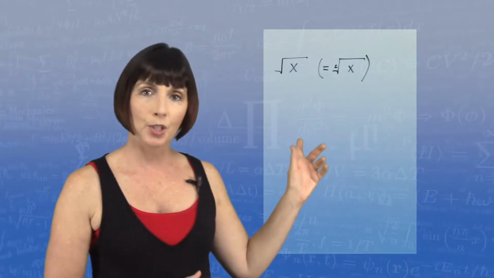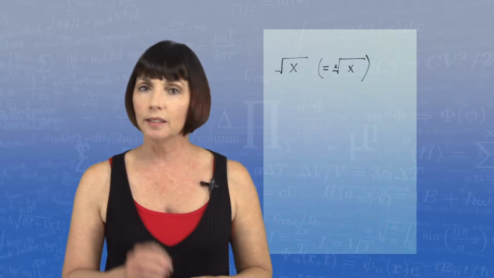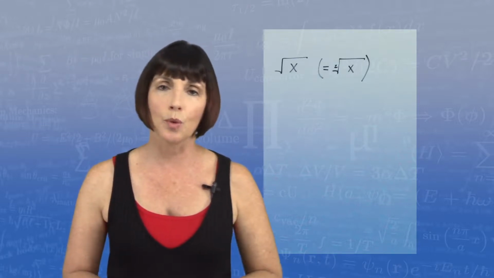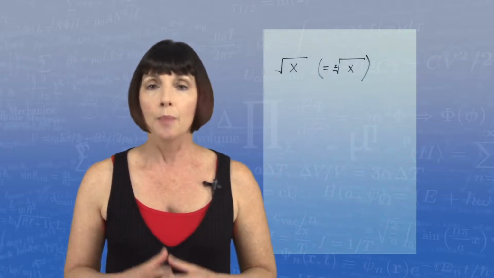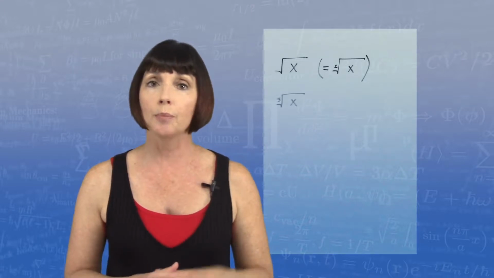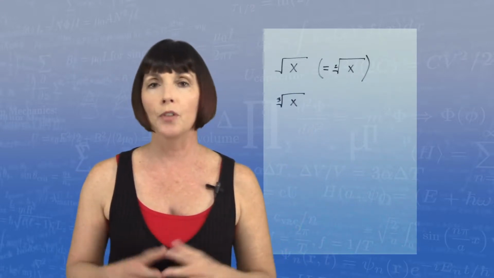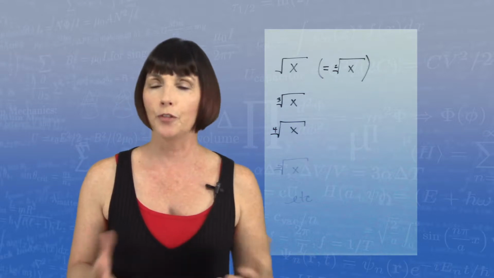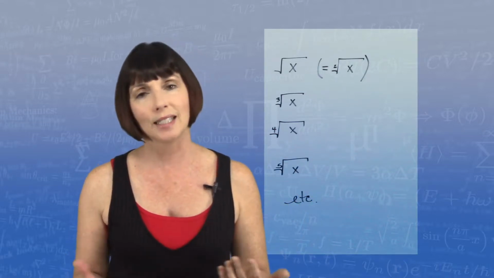If I write the square root of x, we don't normally write that little 2 in there to indicate that it's a square root, it's just implied. But if I want to write the cube root of x, I put the little 3 in there. 4th root of x, I put the 4 there. The 5th root of x, I put the 5 there, etc.